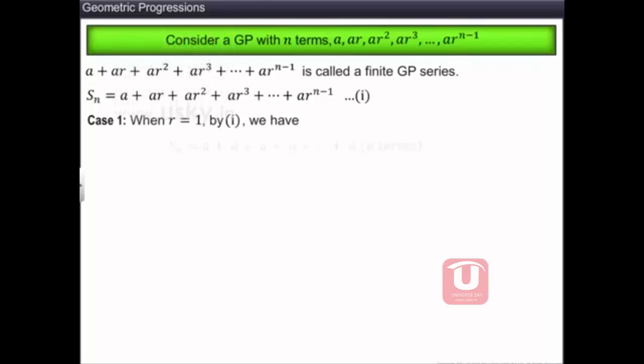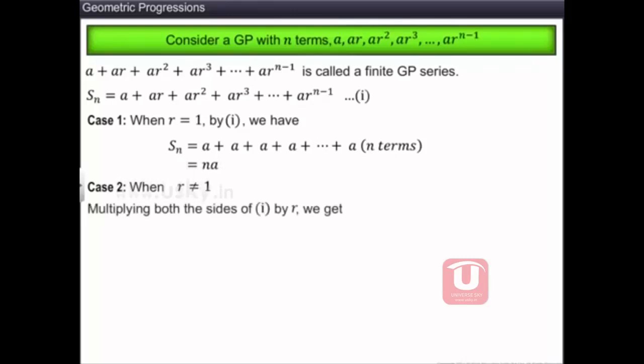The sum of n terms of the series is equal to a plus a plus a, and so on, up to n terms. This is equal to n into a. The second case is where r is not equal to 1. Multiplying both sides of equation 1 by r, we get r into Sn is equal to a into r plus a into r square plus a into r cube plus so on, up to a into r raised to the power of n minus 1 plus a into r raised to the power of n. Denote this by equation 2.